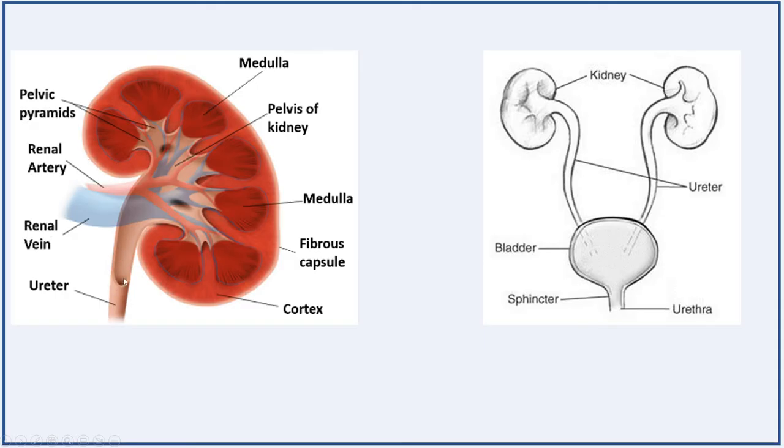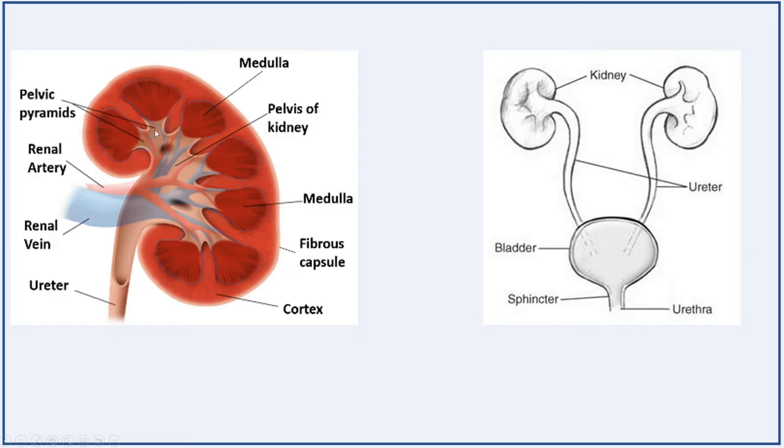This is the ureter, which you can see here, which takes the urine to the bladder. The blood vessel entering the kidney is called the renal artery. The blood vessel leaving the kidney is called the renal vein. And these almost circular shapes are called the medulla.